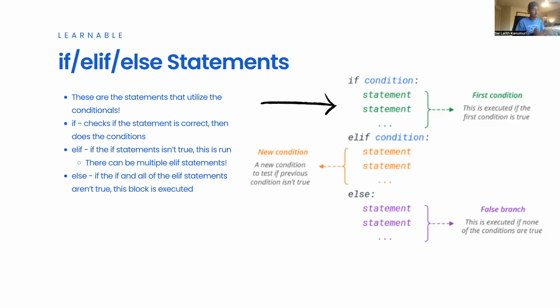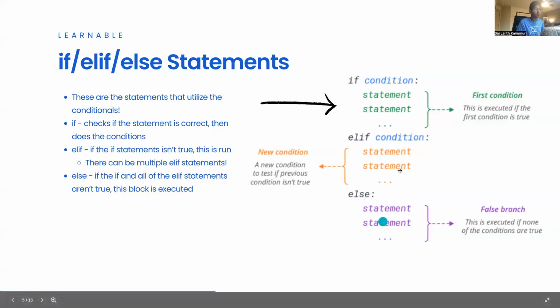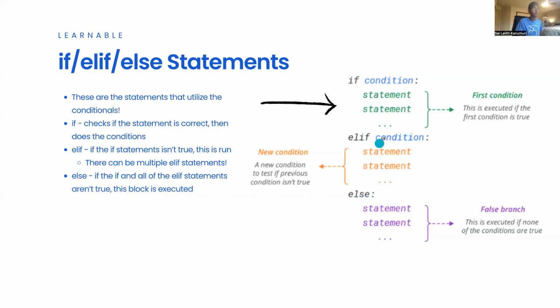The if statement is the first thing that checks. So if this statement is correct, then it does the actions inside of its condition, and it skips all the other ones. Even if one of the if, elif, and else statements is true, it skips all the rest. There can only be one if statement.